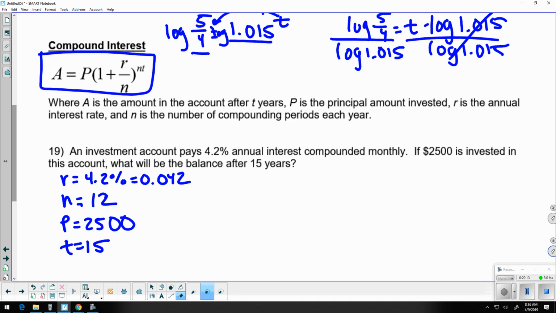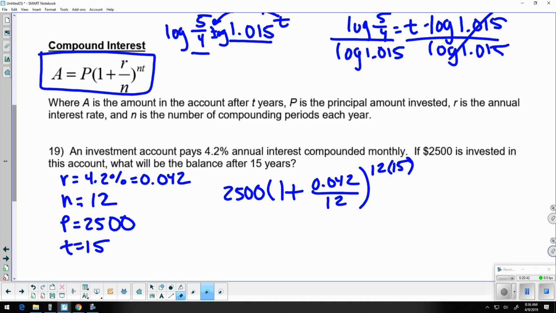So plugging this all in where it goes, just using your nifty little formula up there. 2,500 is your principal. You have 1 plus the rate, which is 0.042, over n, which is 12. And then this is being raised to the n times t power. So 12 times 15, sorry, not 5. 12 times 15. First thing I'm going to do, exponent. What is 12 times 15? Well, that's just going to be 180.